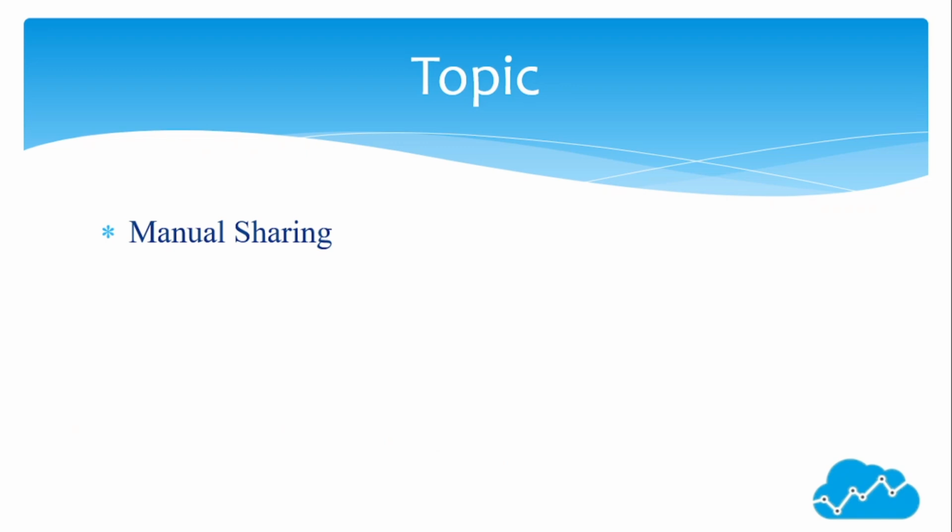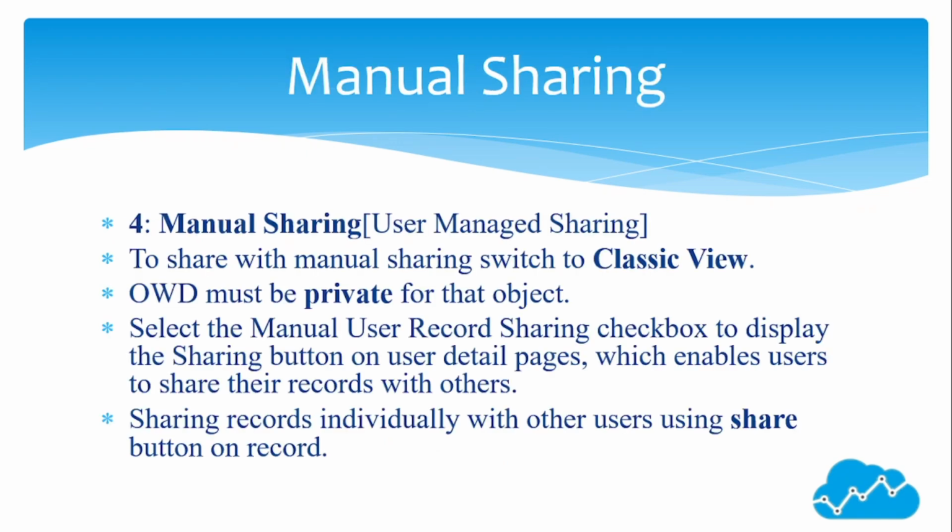The topic we are going to cover in this session is manual sharing. To share with manual sharing, switch to classic view. OWD must be private for that object. Select the manual user record sharing checkbox to display the sharing button on user detail pages, which enables users to share their records with others.